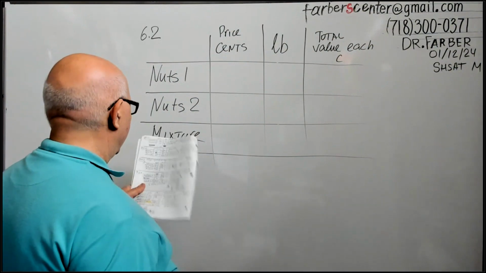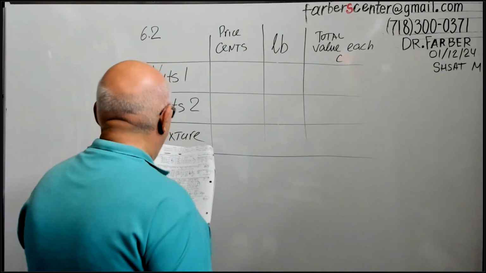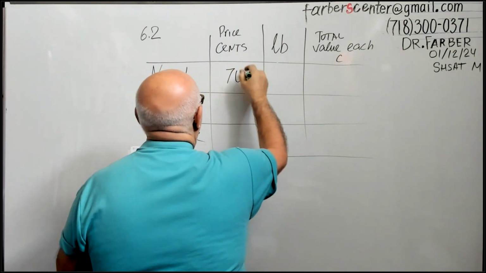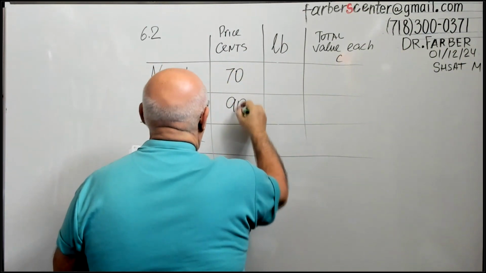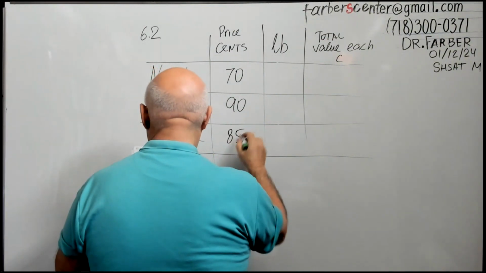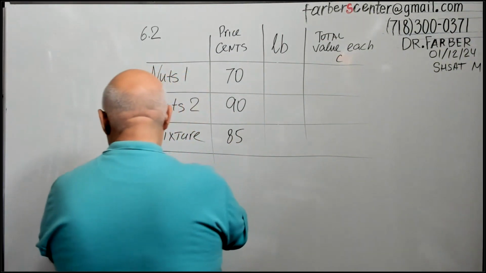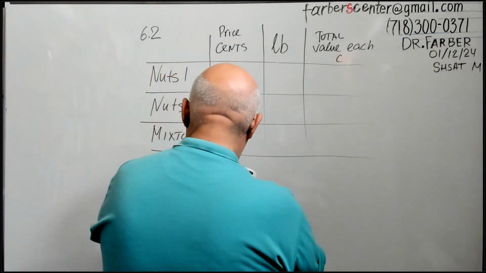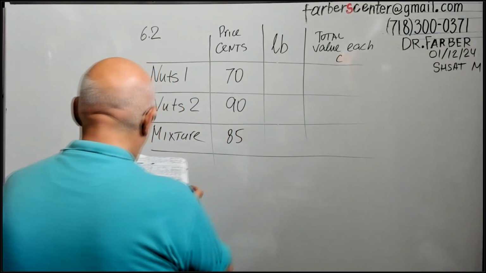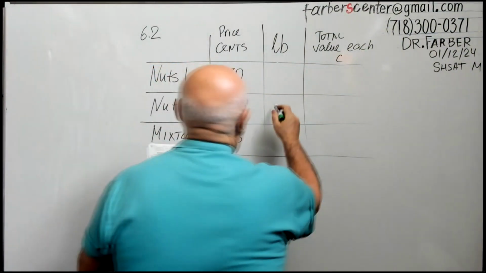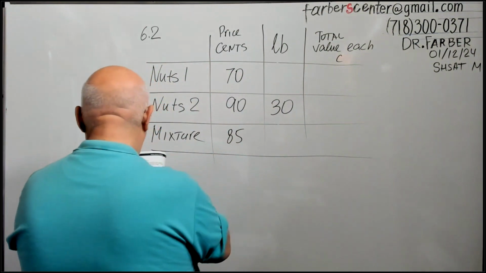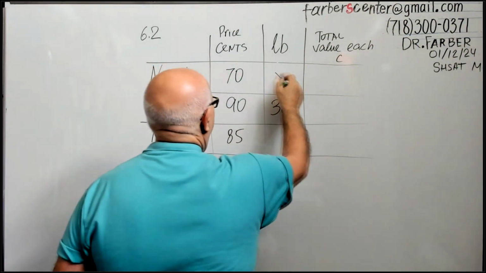Now, incorporate the data. You know the price of this is 70. This is 90. This is given. And this is 85. And they give you 30 pounds. This is 30 pounds. And they ask you how many of this one. They don't know, we don't know either.